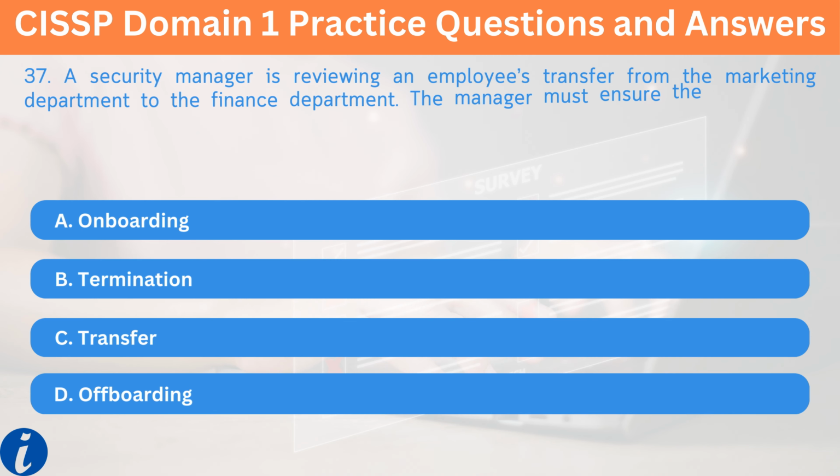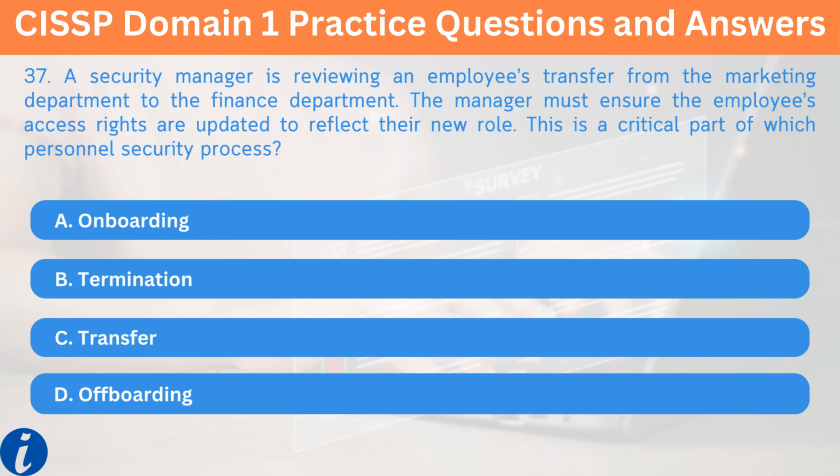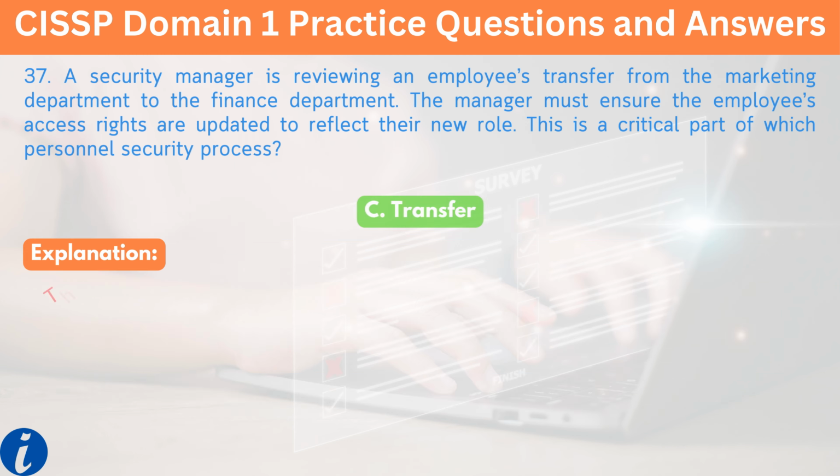37. A security manager is reviewing an employee's transfer from the marketing department to the finance department. The manager must ensure the employee's access rights are updated to reflect their new role. This is a critical part of which personnel security process? A. Onboarding. B. Termination. C. Transfer. D. Offboarding. The correct answer is C.